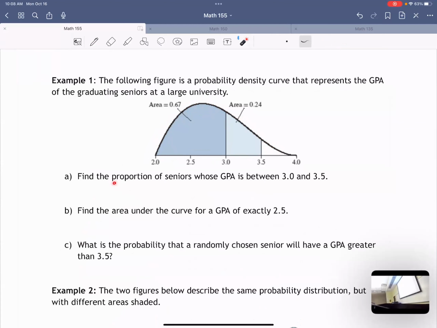Let's say I wanted to find the proportion, which is the same as the area and the probability, of seniors whose GPA is between 3.0 and 3.5. Well, if I wanted to find that, I need to look at 3.0 and 3.5 on my x-axis, and I'm looking at the area between those two values. So taking a look at my graph, what is that area?